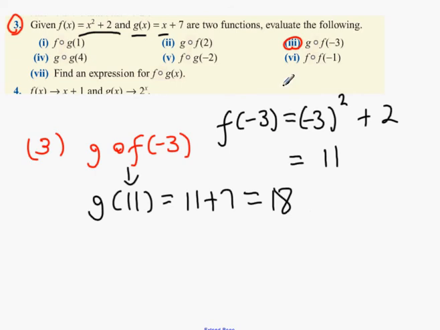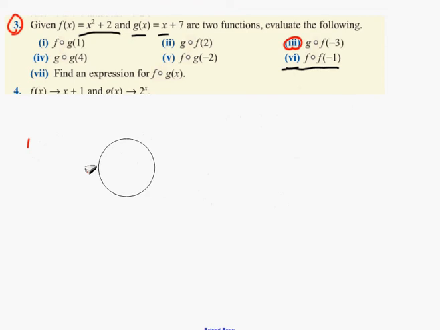Now, the next one we'll try is f after f of minus 1. We'll try this one here. Okay, David, how'd you do f after f of 1? Can you tell me?